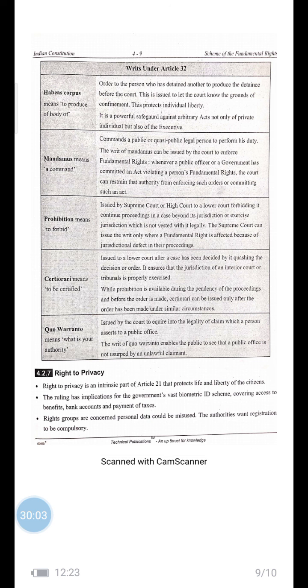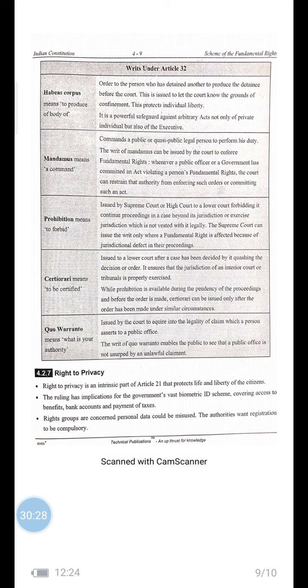Then after, there are the requirements: to be certified, the issue must have been decided by a court, a quasi-contract, and decided in order, and the justification is that the inferior court or tribunal has properly exercised its jurisdiction. And then, while prohibiting, the available procedures and processing are considered in similar circumstances.